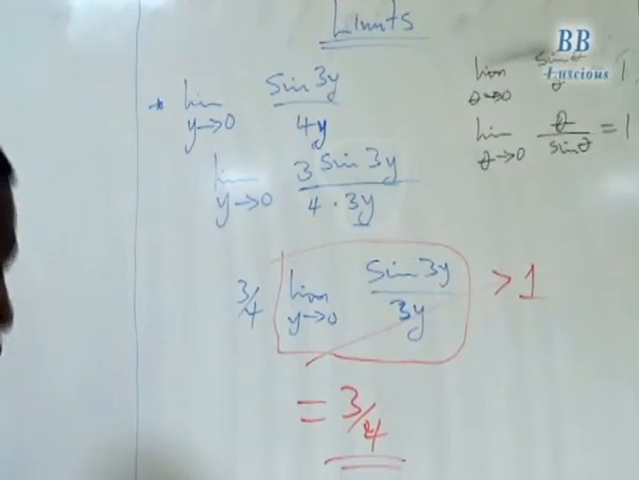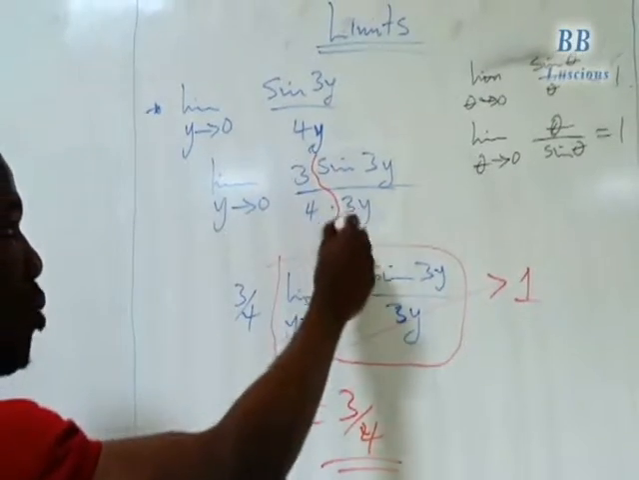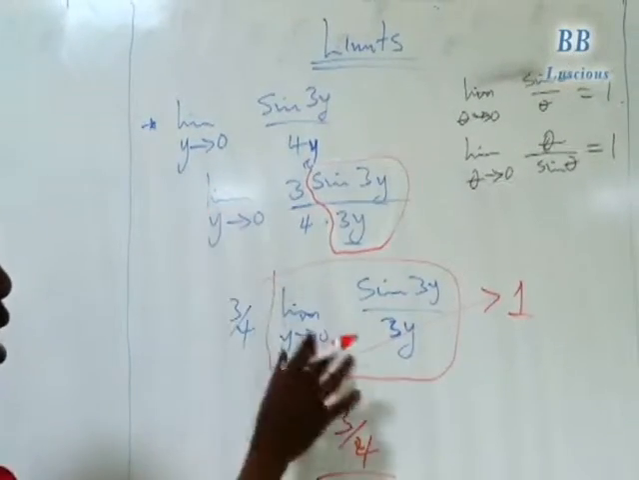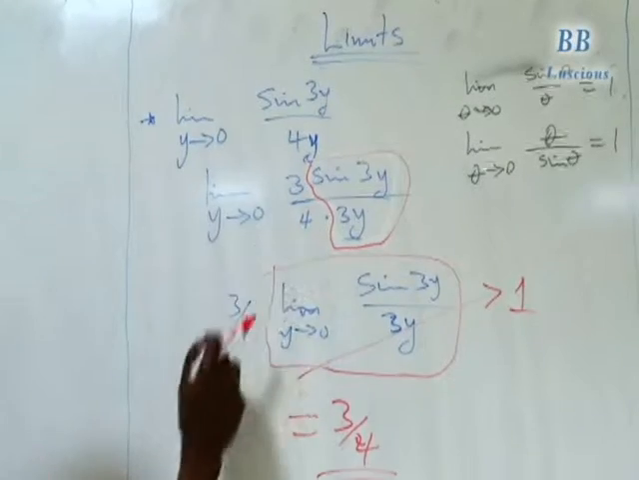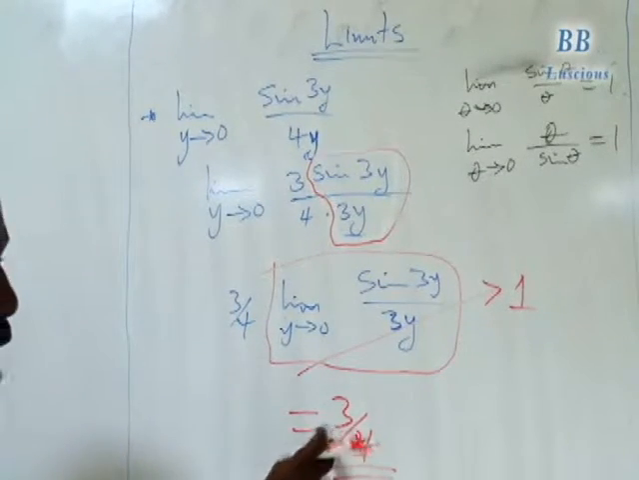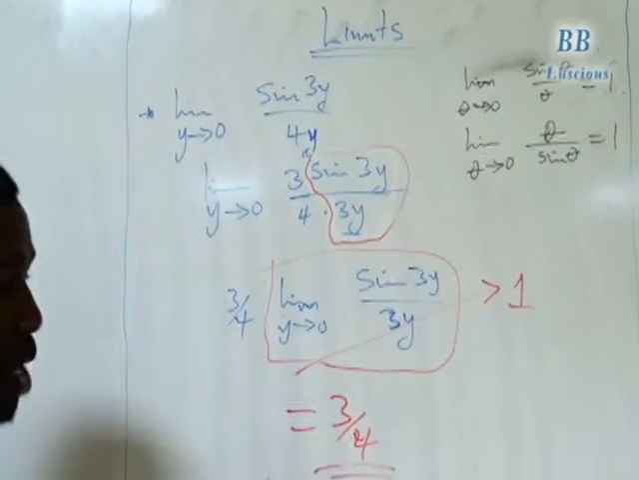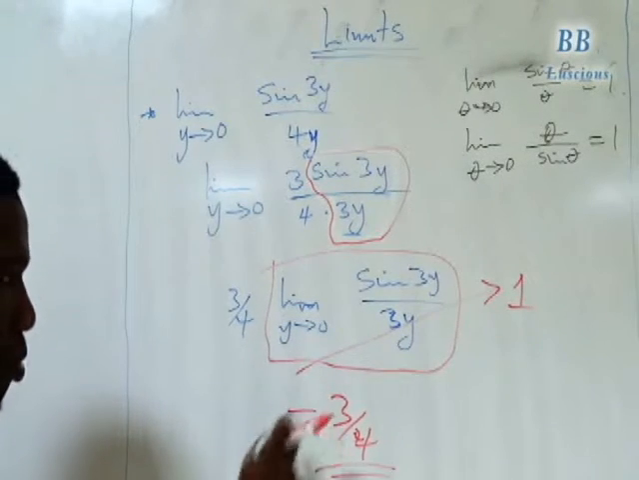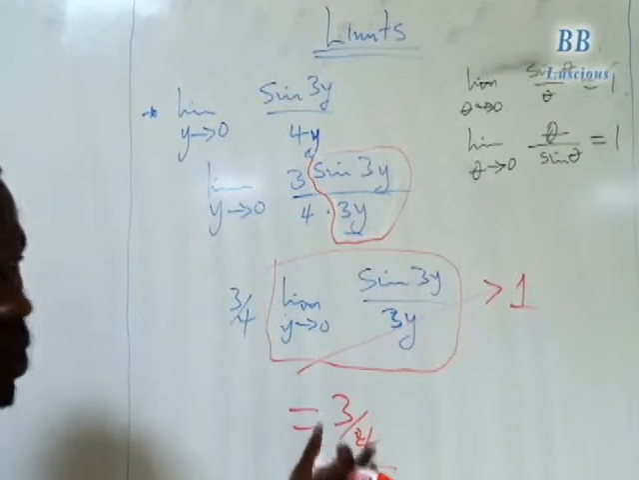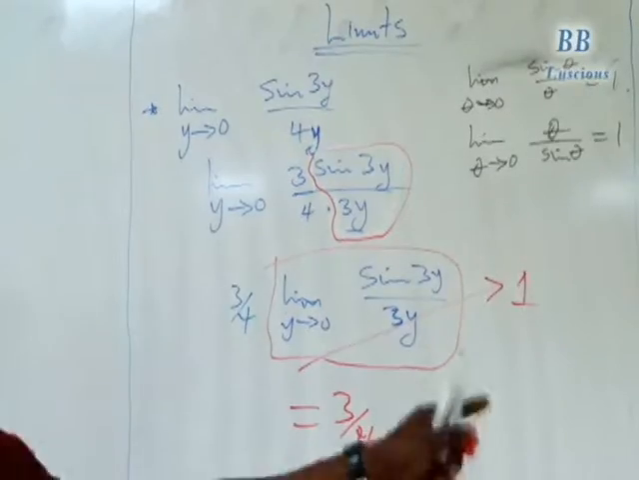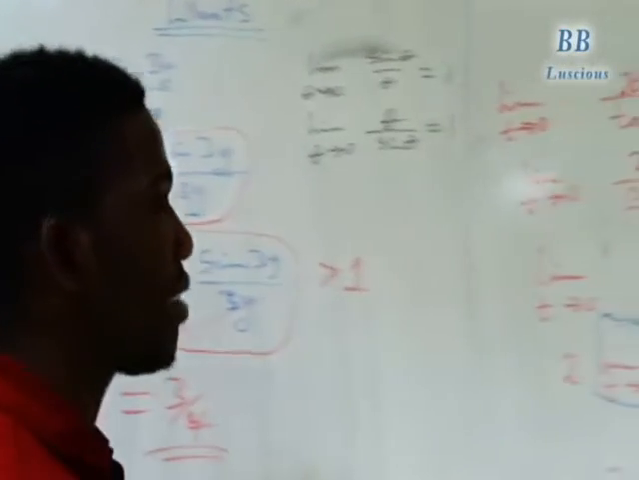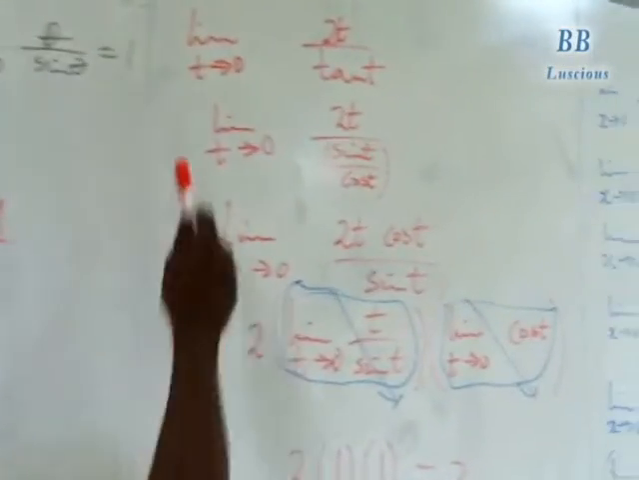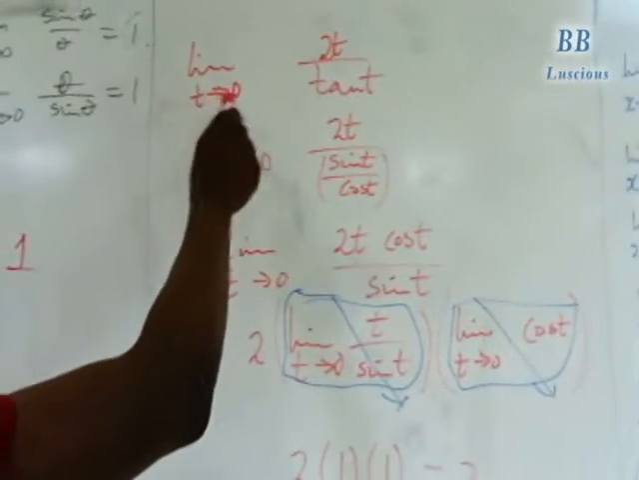Now, this means that this side will be equal to 1 when you extend the limit, which is what I did here, and then you can bring out the 3 over 4. And finally, you have 3 over 4 multiplied by 1, and this will give you your final answer, which will be 3 over 4.